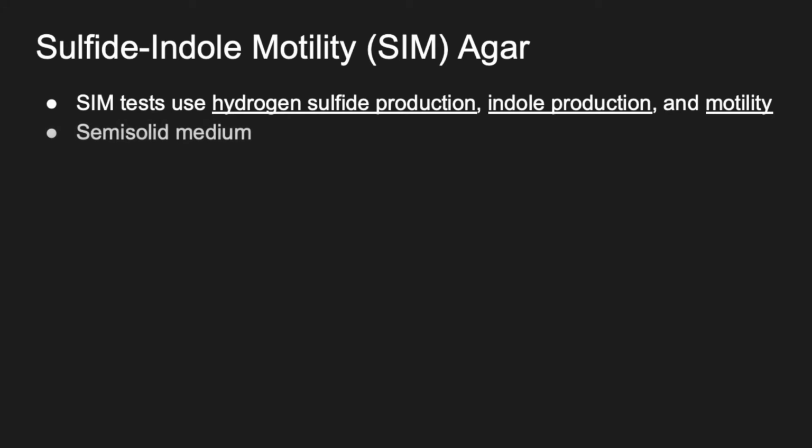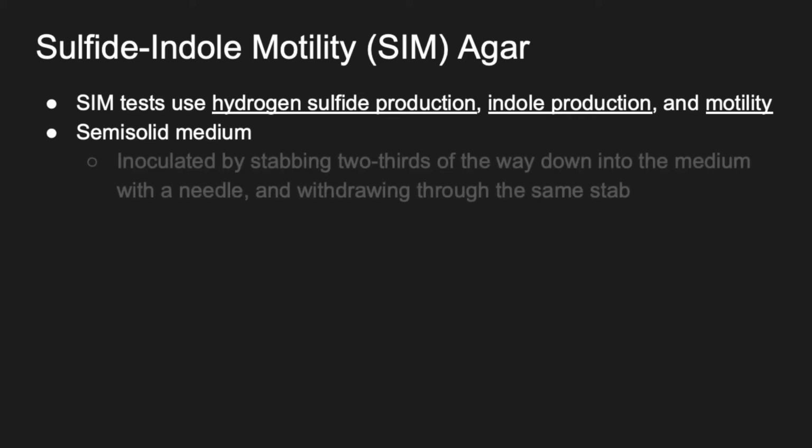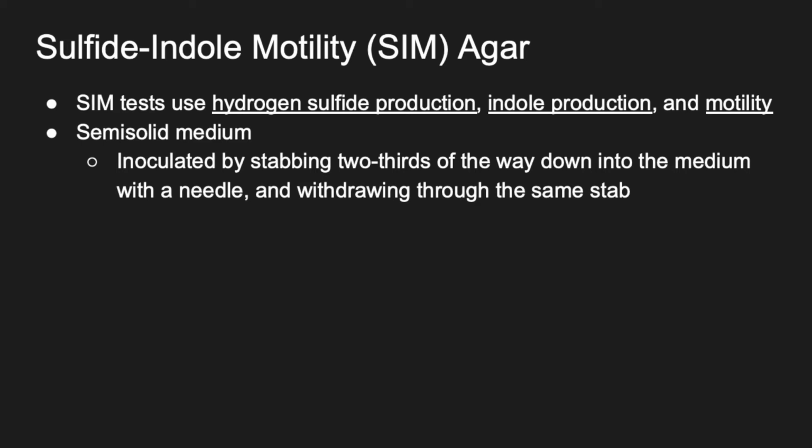So you can see that this also is a really good multiple test media because with one test, we're testing for three separate things, right? So that's really beneficial to us as scientists. We can tell a lot just by one test. The medium for the SIM agar is semi-solid, and the way we inoculate this semi-solid media is by stabbing the media two-thirds of the way down in a test tube with a needle, and then once we're two-thirds of the way down, we pull that needle straight back. We don't want to go to the side at all. We want to go right back where we came from.